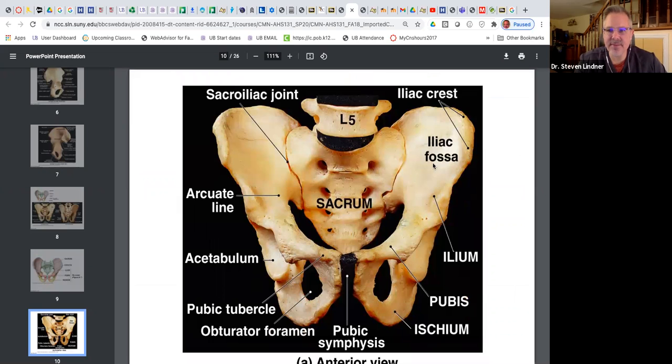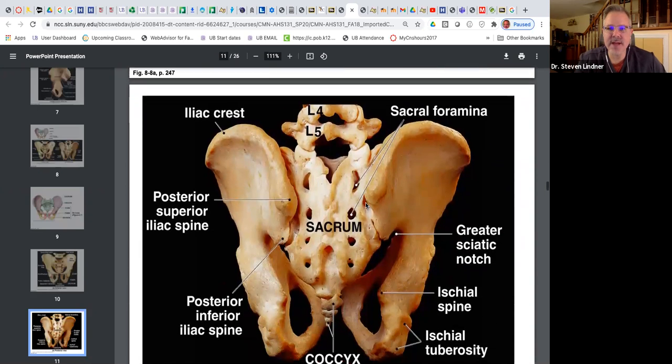Again, you can see the iliac fossa. Here's the L5 vertebra, which is the last vertebra for most people. And I say for most people because on occasion in my career, I have seen 6 lumbar vertebrae. I've seen extra vertebrae. It's an anomaly, but they do exist. You can see the acetabulum, pubic tubercle, obturator foramen, pubic symphysis. Here's the ischium. Here's the pubic bone. Here's the ASIS and the AIIS.